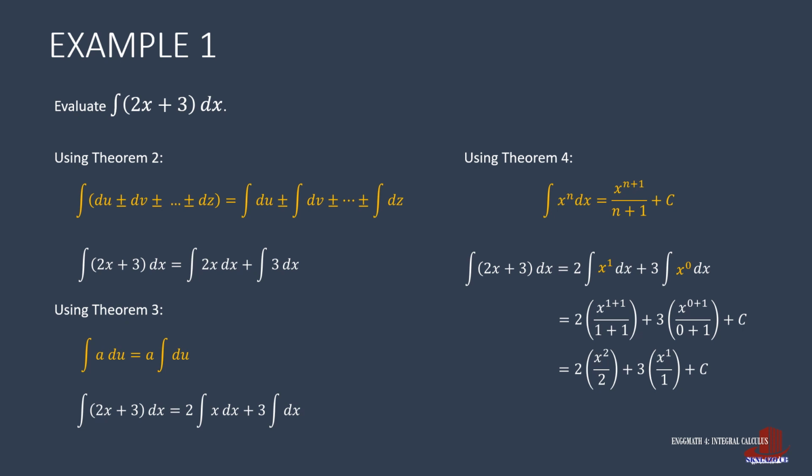Simplify the whole expression to have twice of x squared over 2 plus 3 times x raised to 1 over 1 plus c, where the 2 on the first term cancel out. So the integral of 2x plus 3 is x squared plus 3x plus c.